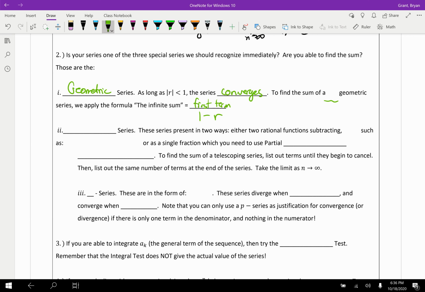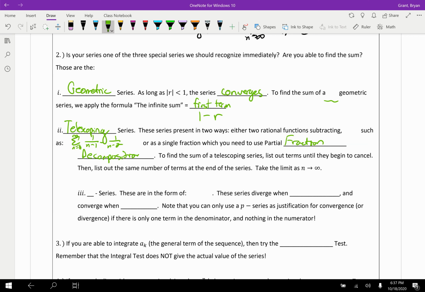The second one is a telescoping series, and this one is outside the scope of the AP exam. It doesn't appear there, but it appears pretty much everywhere else. I'm always surprised the AP exam doesn't have it, so it's worth remembering. You see these in 2 different ways. Either you see them as 2 rational functions subtracting, right? Such as, well, what would be a nice example of that? It might be something like, and you're going to have to write small here, the sum from 1 to infinity, maybe we'll start at like 3 or something, of 1 over n minus 1 minus 1 over n minus 2, something like that. Or as a single fraction, so those 2 fractions put together, where you need to use your partial fraction decomposition.